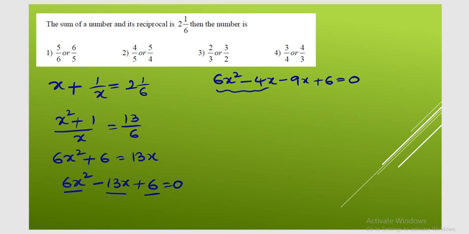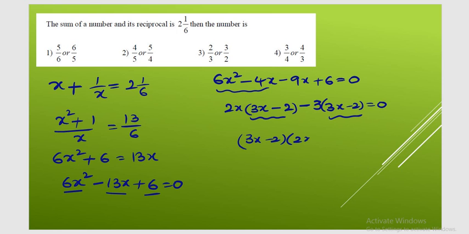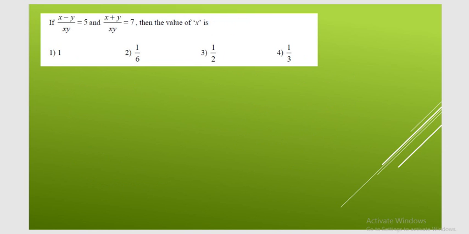From the first two terms I can take 2x as common, then I will be left with 3x minus 2. From this, if I take minus 3 as common, 3x minus 2 is equal to 0. So from both the terms I can take 3x minus 2 as common. So when I take 3x minus 2 as common, I am going to get 2x minus 3 is equal to 0. So either this is equal to 0 or this is equal to 0. So from this x is equal to 2 by 3 or I can get 3 by 2. So the answer is 2 by 3 or 3 by 2. Okay, next moving on to one more question.